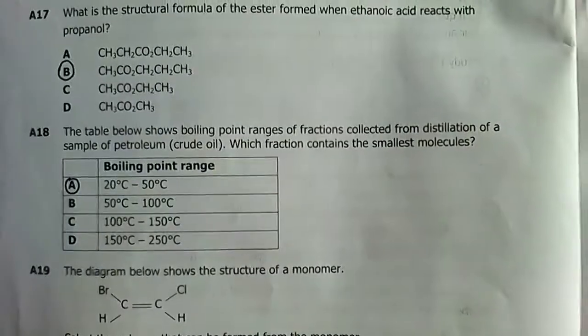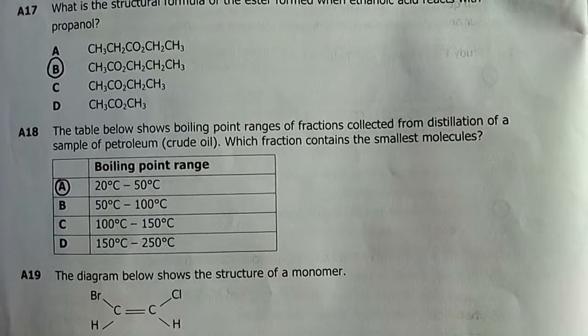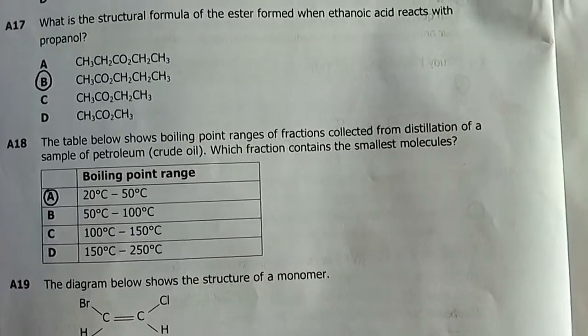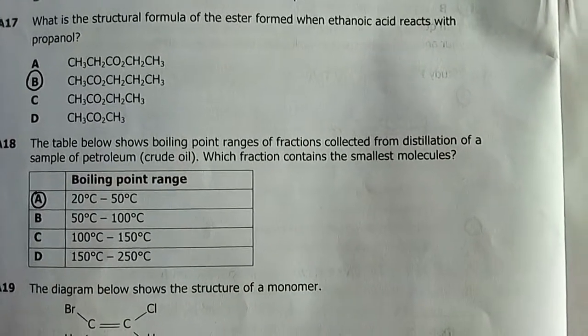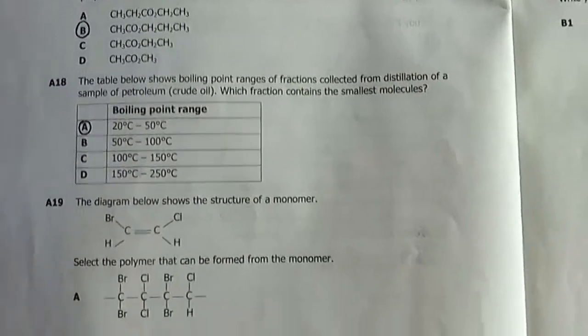So number 18, the table below shows the boiling point ranges of fractions collected from distillation of a sample of petroleum or crude oil. Which fraction contains the smallest molecules? The lower the boiling point, the smaller the molecules, okay? So our answer there is A.